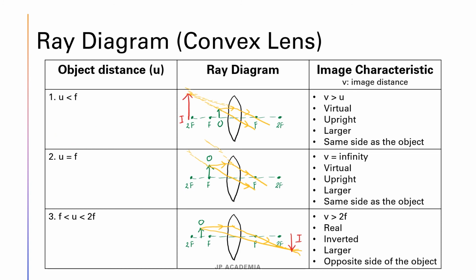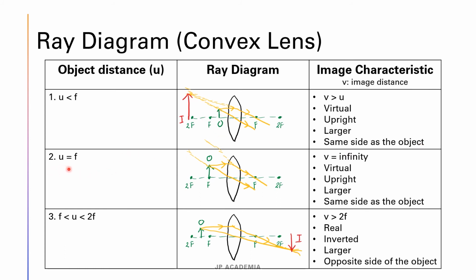Similar to your concave mirror, we have different cases as well to describe the image characteristics for the convex lens. Note that it is dependent on the object distance. Here, I will refer to this variable u, and the variable v refers to the image distance. So for the case when your u is less than f, as shown here, so this is our object, we have the following characteristics. The image distance v is greater than u, and the image formed here is virtual, so it is on the opposite side of your refracted rays, which is this one, and it is upright, larger, and on the same side as the object.